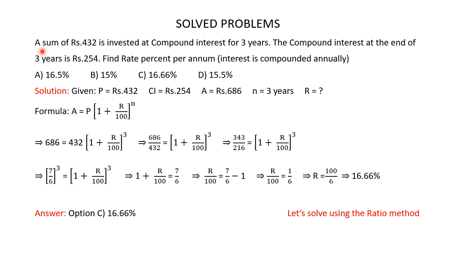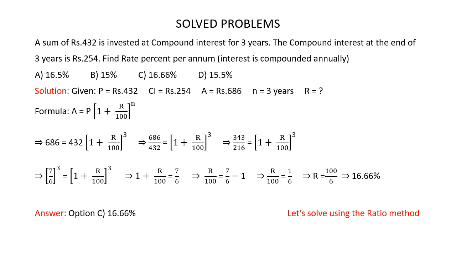A sum of rupees 432 is invested at compound interest for 3 years. The compound interest at the end of 3 years is rupees 254. Find the rate percent per annum. Interest is compounded annually. Here you are given 4 options and you have to find out which of these options is the correct one. Now let's solve this problem using the formula method.